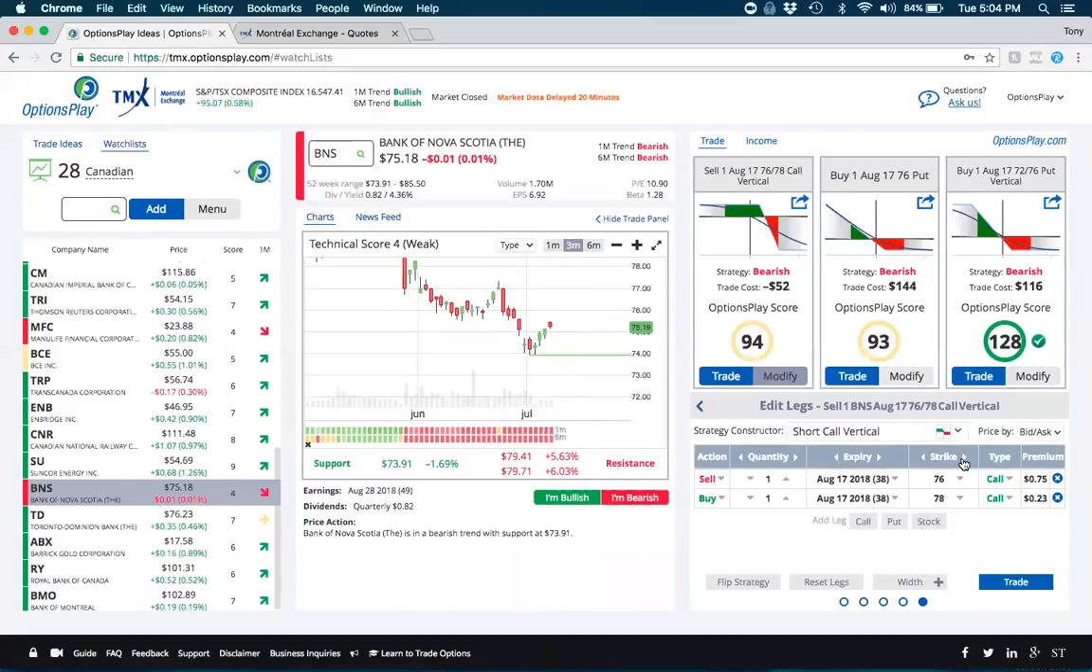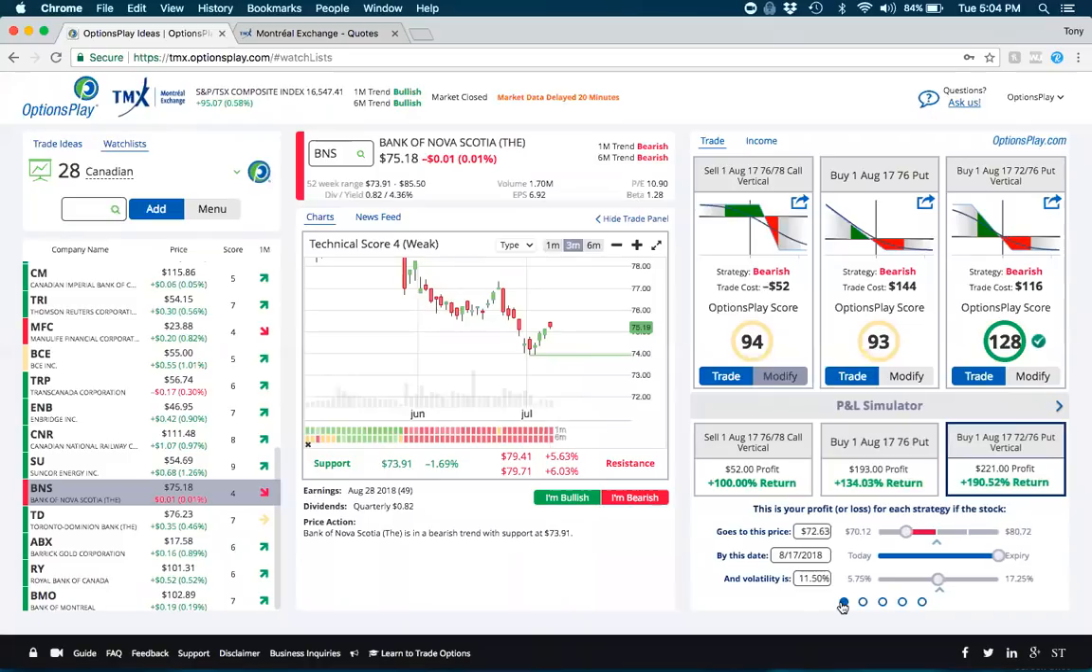So what I can do is maybe sell a 76 call, buy back a 78 call, and collect some premium in order to do that. And as long as the stock stays where it is, I collect my money. So let's take a look at this scenario. I have three strategies here. I have the credit spread.